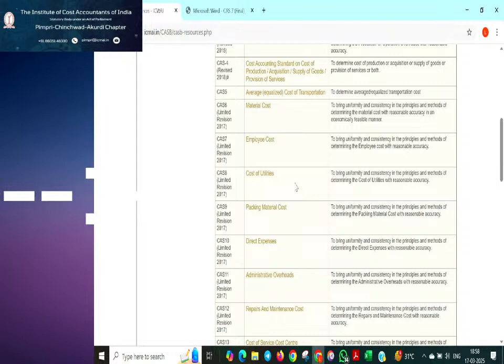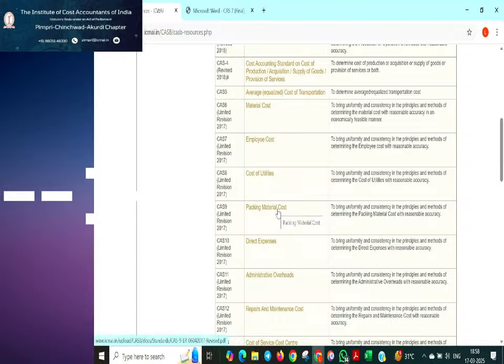Utilities is important because majorly material cost, utilities and other industry specific expenses form part of the major cost. So that is why our cost accounting standard insists upon giving the details of these things separately in the cost audit report. Then coming to packing material cost.